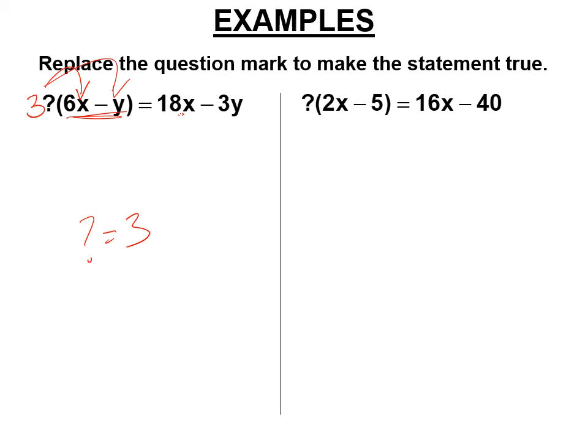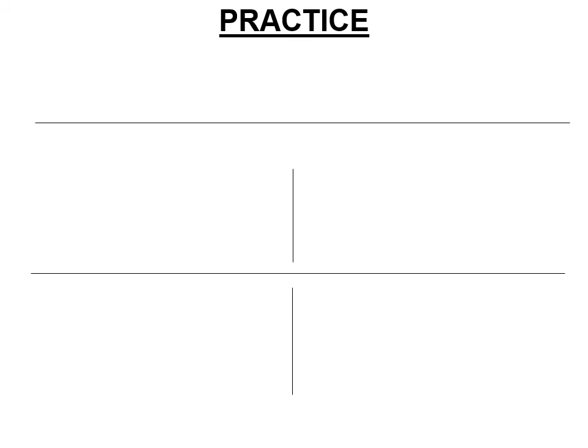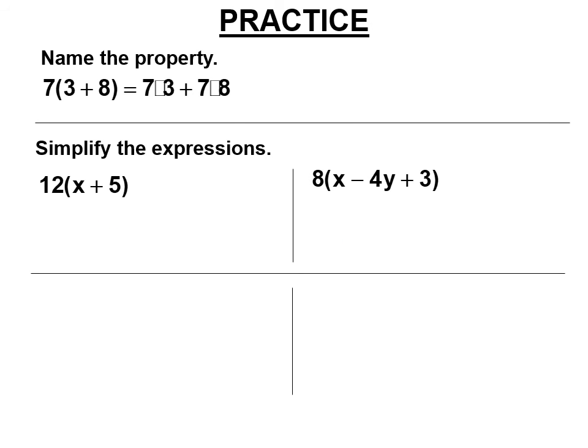Same thing here. What did the question mark have to be? Well, the question mark had to be, hopefully, 8. You see, 8 times 2x is 16x. 8 times negative 5, negative 40, or minus 40. So let's practice. Oh, these are supposed to be multiplication dots, which sometimes the computer does not like.